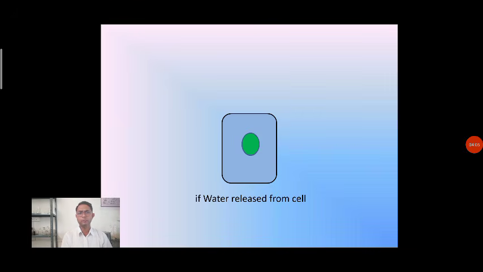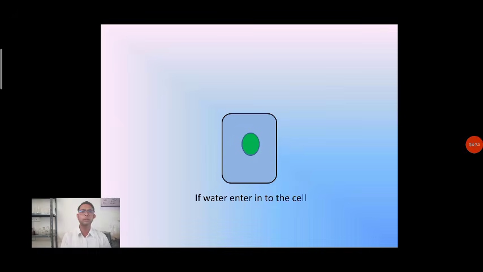Now if we add a cell to a solution and the cell starts to release water from inside to outside, so the flow of water takes place from inside to the outside, in this situation we say the solution is hypertonic. When the water molecules move from inside to the outer side, we call it a hypertonic solution.